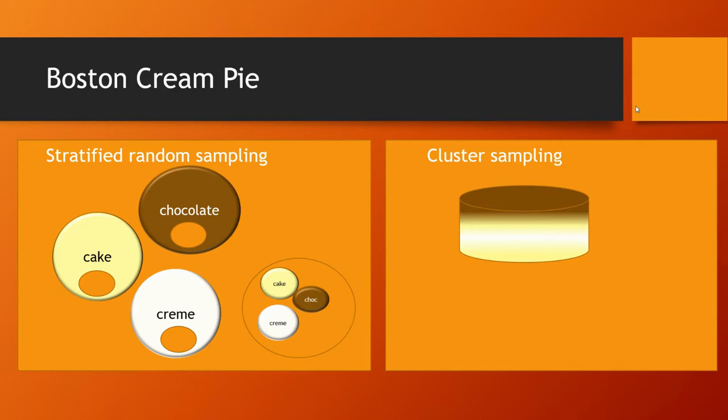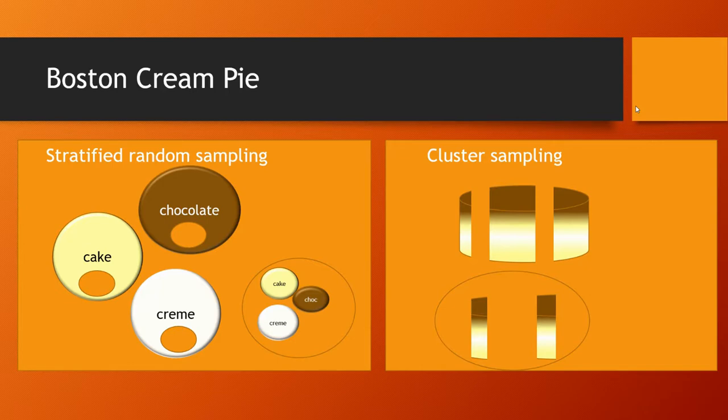The cluster sample would be if I took my cake and I sliced it into a whole bunch of pieces. Okay, say I slice this cake into 10 pieces, and then I randomly select one piece and perhaps a second piece. Okay, so then these two pieces become my sample, because I'm going to use all of the parts of these two pieces. So in these two pieces, I have chocolate, cream, and cake.